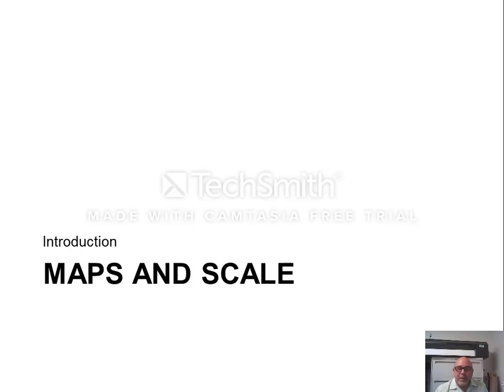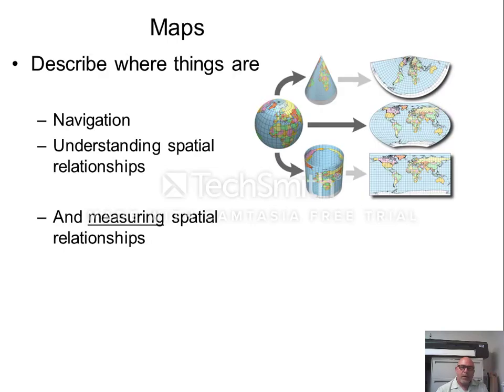Okay, next let's talk about maps and scale. So geography focuses on space and spatial relationships, and maps are tools for organizing and displaying things over space. We use maps for navigation. We use maps for looking at spatial relationships, and also importantly, we use maps for measuring spatial relationships.